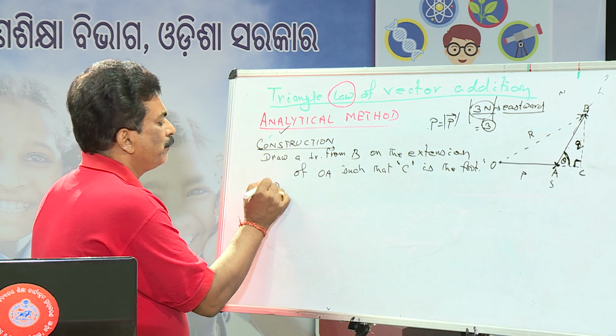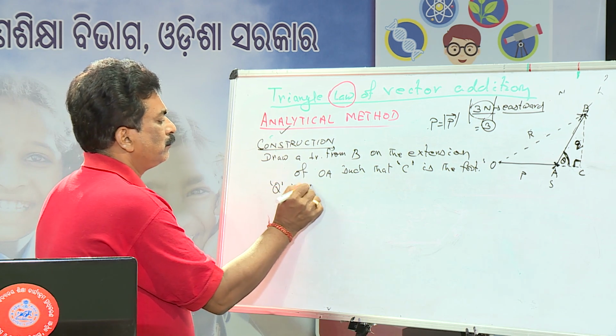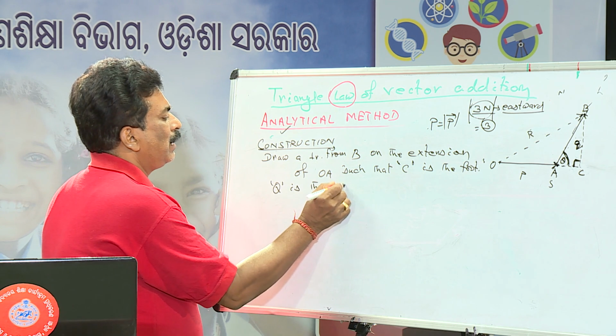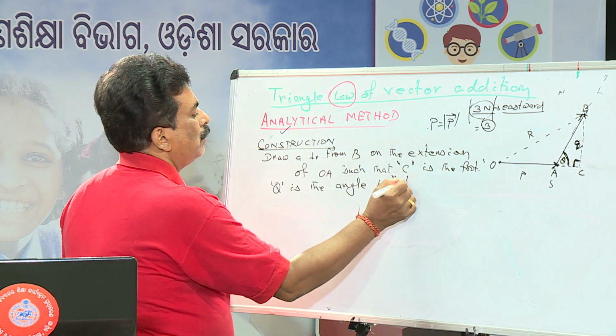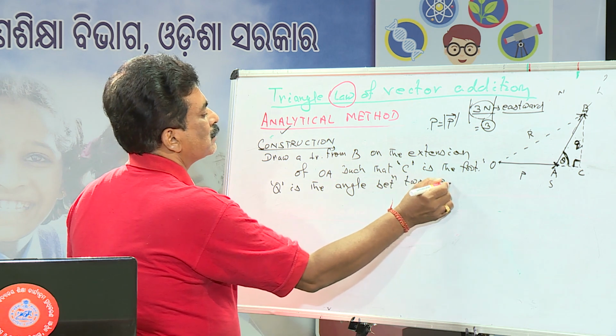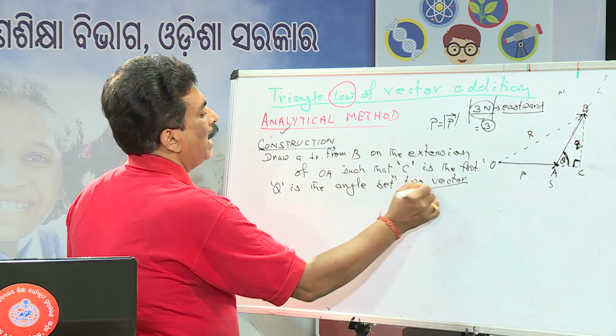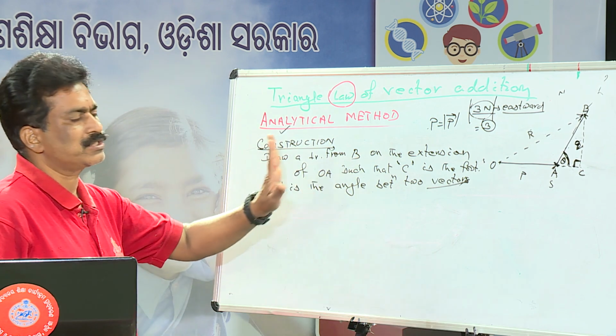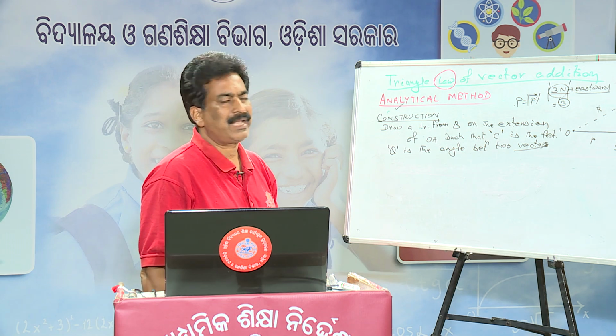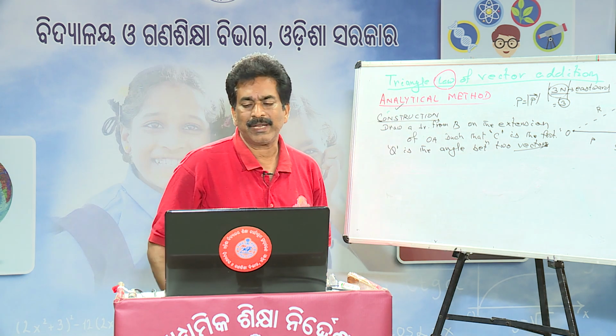Theta is the angle between which two vectors? I have written that it is the angle between the two vectors. So this type of construction you have to make. What is our aim? To find its resultant.